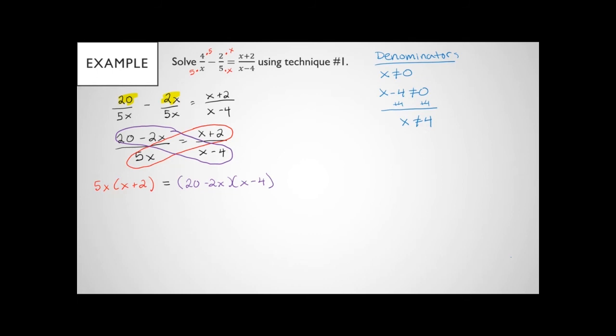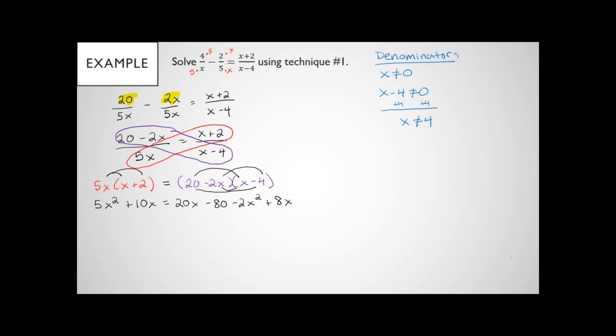And the first step is to distribute, just like we were doing before. So I'm going to have 5x times x, which is 5x squared. And then 5x times 2, which gives us 10x. On the right, I have to FOIL. I have 20 times x, so that's 20x. 20 times negative 4 is negative 80. And then the inside is negative 2x times x is negative 2x squared. And then negative 2x times negative 4 is 8x.